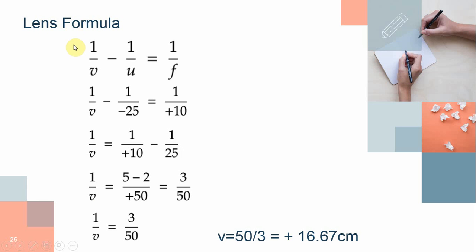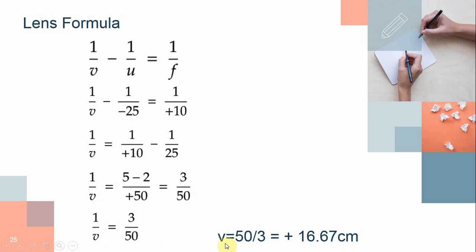Now we use the lens formula 1 by v minus 1 by u is equal to 1 by f. Now substitute the value of u and f. u is equal to minus 25 and f is equal to plus 10. So this value moves to the right side. After that, taking the LCM. The LCM of 10 and 25 is 50. So after solving the LCM, we can find the value of 1 by v is equal to 3 by 50. Taking the reciprocal, v is equal to 50 by 3, which is equal to plus 16.67 centimeter.